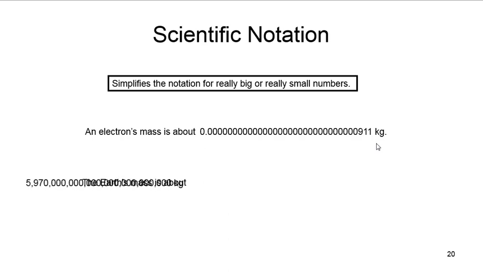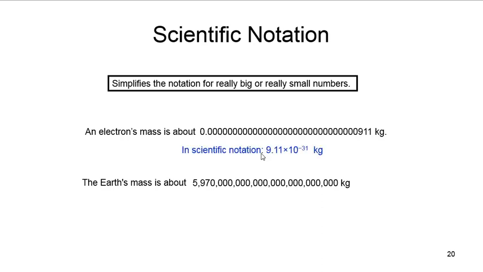This is the Earth's mass. Once again, I do not want to write all those zeros. So what we're going to do is write it in scientific notation. All of these zeros before, or to the right of the decimal point, those kind of go away. We're just going to write this as 9.11 and we count how many times we go over like that. We go over 31 times. So an electron's mass is 9.11 times 10 to the minus 31 kilograms.